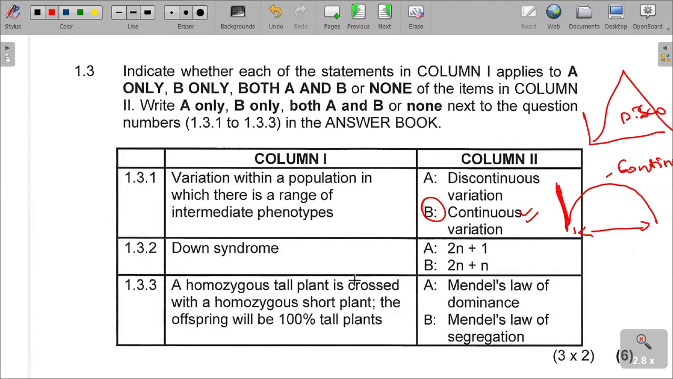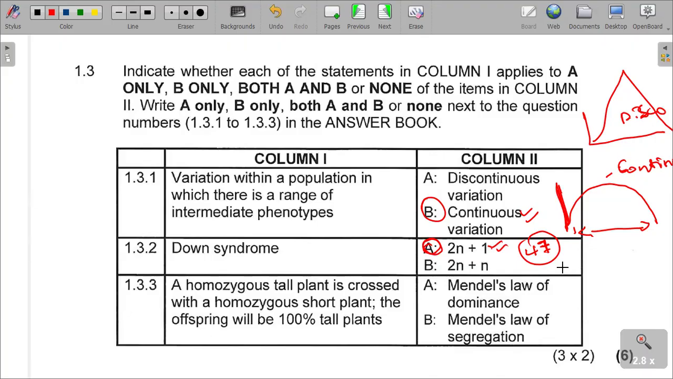Down syndrome. What is happening? Down syndrome is 2n plus 1. What is the correct answer? It is 2n plus 1, which refers to a person who has abnormal chromosomes. So the answer should be A, which results in 47 chromosomes. It's an abnormal cell with one extra chromosome.